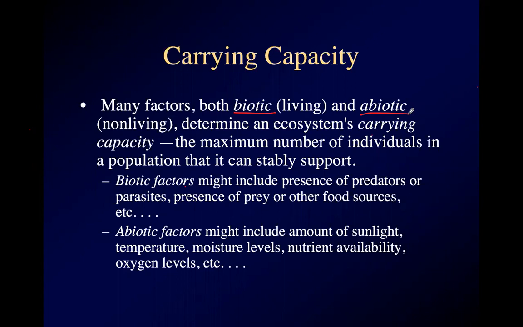And then abiotic factors might include the temperature. They might include the availability of moisture. They might include the availability of oxygen. For other species, they might include the amount of sunlight, if we were talking about plants instead of fruit flies. All of these things are not themselves living, but they're important for living things. And collectively, they determine the maximum number of individuals in a population that can be supported stably.